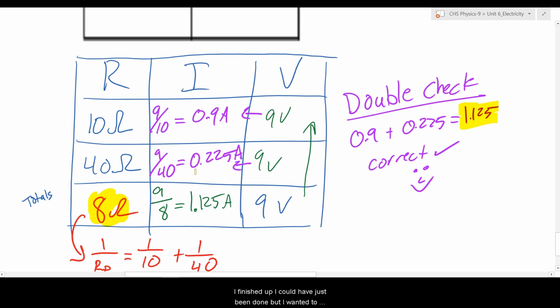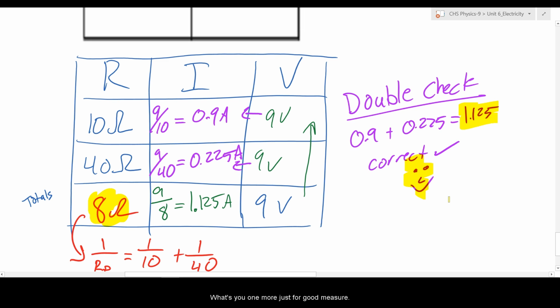And then I finished up. I could have just been done, but I wanted to double check to make sure I did everything right. So I wanted to make sure that all of my currents really did add up to 1.125, and they did. 0.9 plus 0.225 gives me 1.125, so I knew that was correct. Hey, yay, I did it. Congratulations.